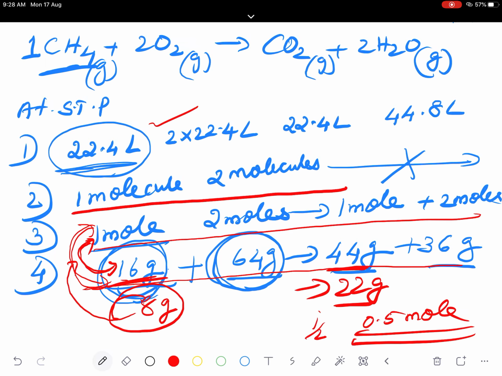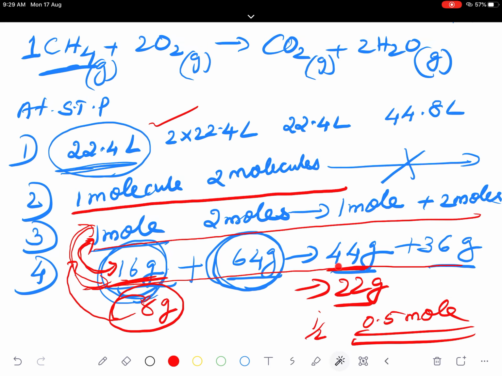They said 22 grams of carbon dioxide. But we know 44 grams from the balanced chemical equation. 44 grams of carbon dioxide is produced by how much methane? The question is in terms of methane, that's why I'm talking in terms of methane. If the question were in terms of oxygen, I would have talked in terms of oxygen. But here the question is asked in terms of methane, so I'm talking about methane.